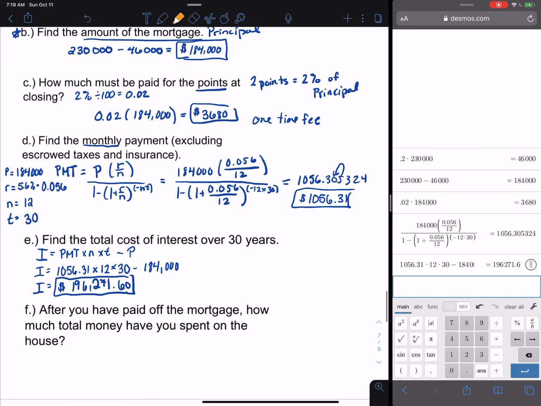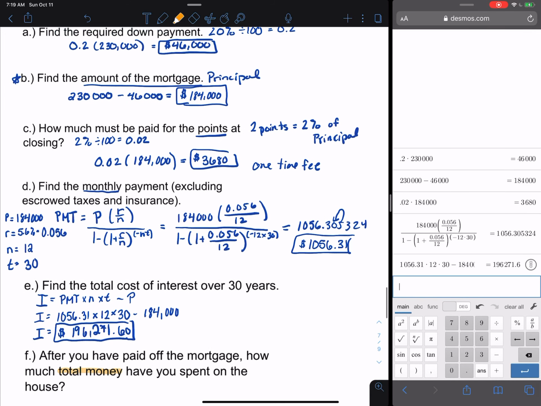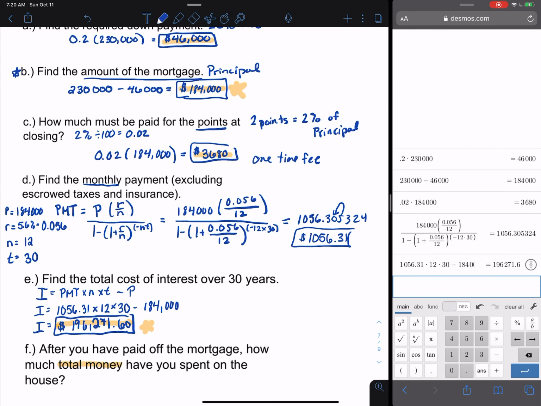Now in Part F, they're asking us, after you have paid off the mortgage, how much total money have you spent on the house? So we need to figure out everything that we paid, what went into it. So we paid the down payment, we had to pay back all the principal, we had to pay that one-time fee of the points, and then we also had to pay the interest. In this case, we don't need to think about the monthly payment because the monthly payment is taken care of when we talked about the principal and when we talked about the interest, because that's what we're paying back with that monthly payment. So we're going to add all of these up.